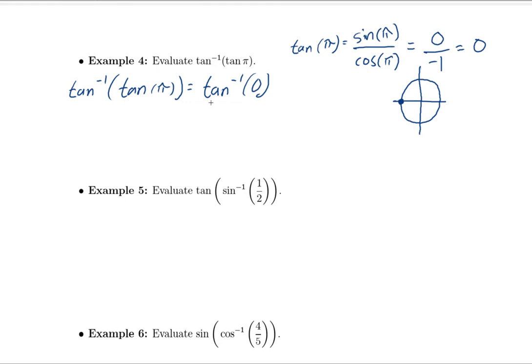But if I'm taking the tan inverse of 0, then I'm looking for the angle so that the tangent of that angle is 0. But we again remember that tangent inverse only spits out values between -pi/2 and pi/2. So our answer to this is not pi, but 0.